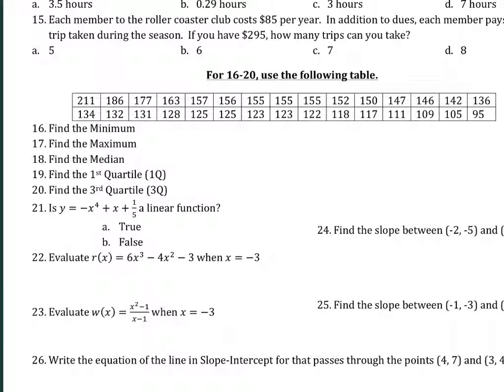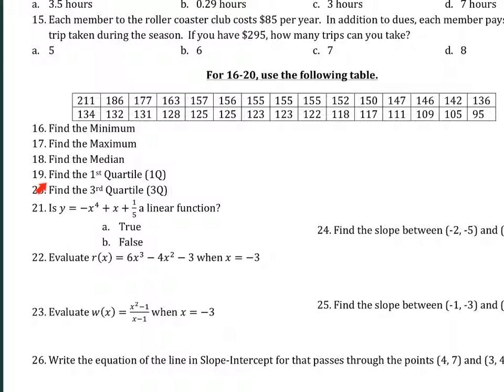For 16 to 20, okay, right here, you're going to use this table of data. Number 16 says find the minimum. Okay, what is the minimum? 17 is what's the maximum. Find the median. It's the middle number.